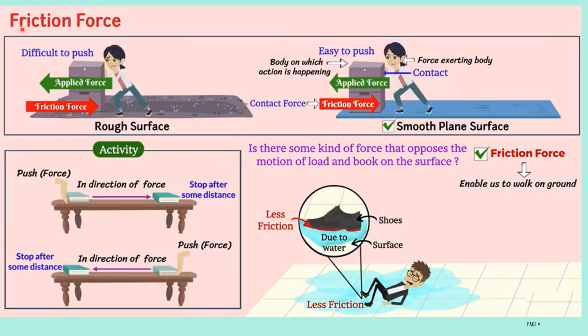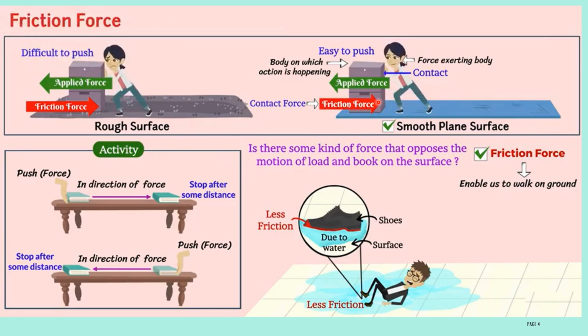Let us discuss in detail about frictional force. Consider two types of surface here. One is a rough surface, another one is a smooth surface. Then keep one loaded wooden box on both surfaces. On which surface can you push the wooden box easily, the smooth surface or the rough surface? Normally you know on the smooth plain surface you can push the wooden box easily. Why does this happen? Let us discuss in detail here.